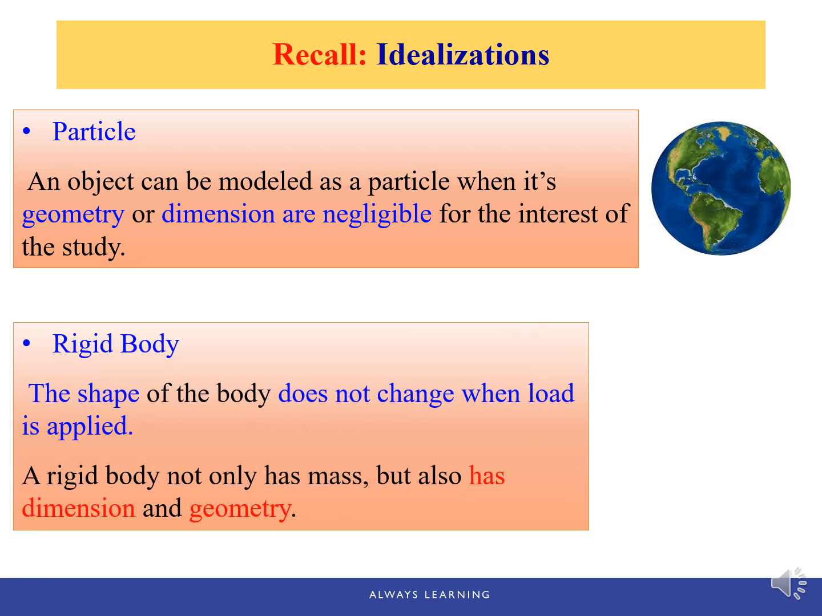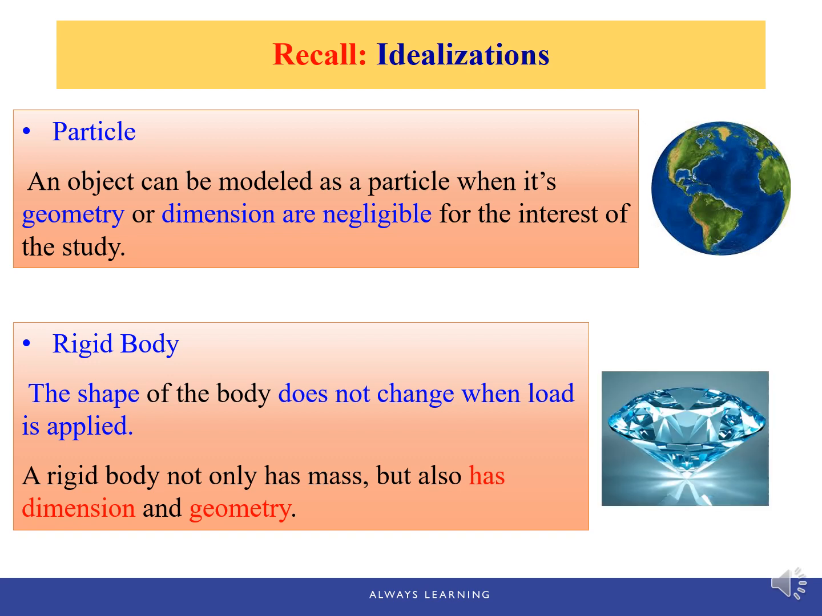Now from today, we're going to learn equilibrium for rigid body. The rigid body is when the shape of the body does not change, even if a load or more loads are applied. So a rigid body not only has mass, but also has dimension and geometry, but it will not deform. That's why it's called rigid body. The shape does not change. So think about a diamond.